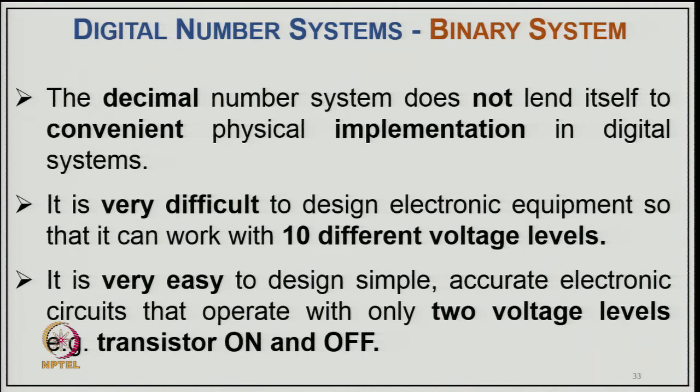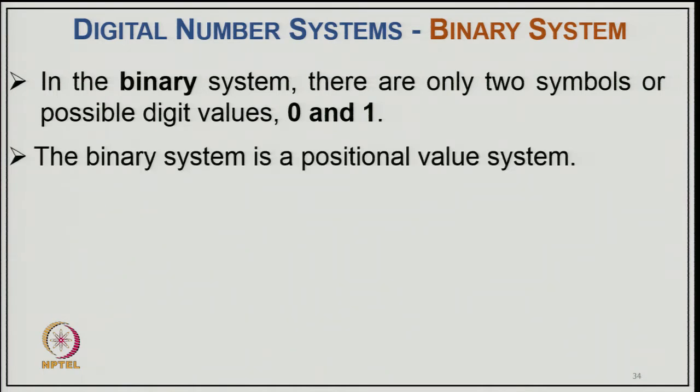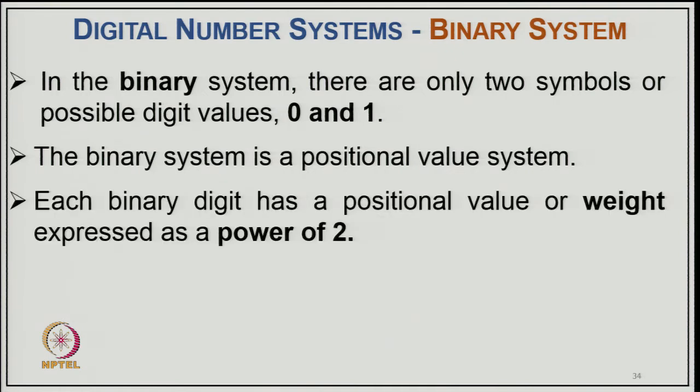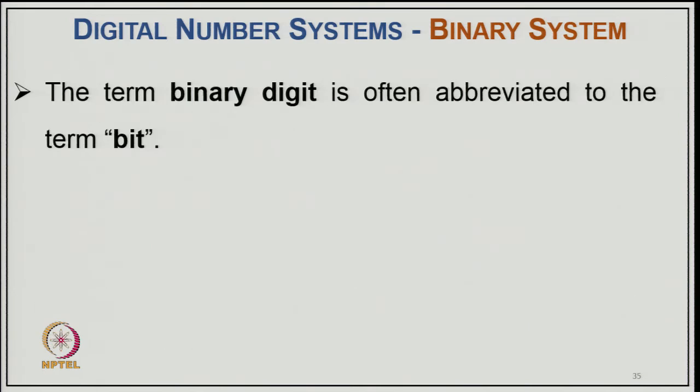So, these are the two levels which can be easily taken for the binary number system. In the binary system there are only two symbols, or possible digit values, 0 and 1, and the binary system is a positional value system. Each binary digit has a position value or weight expressed as a power of 2. Places to the left of the binary point are positive powers of 2 and places on the right side are negative powers of 2, as we already discussed for the decimal system.